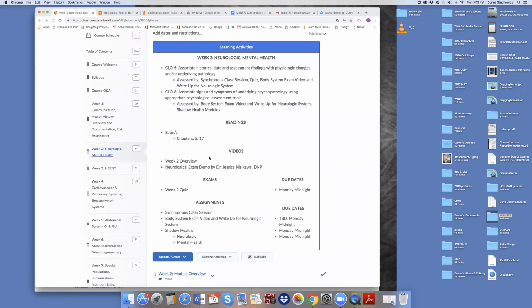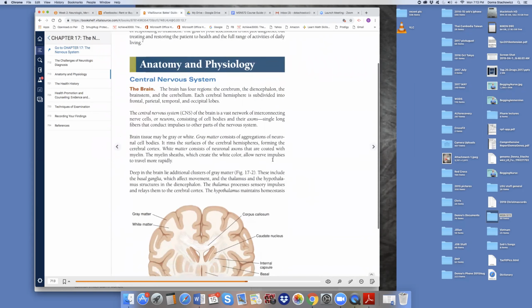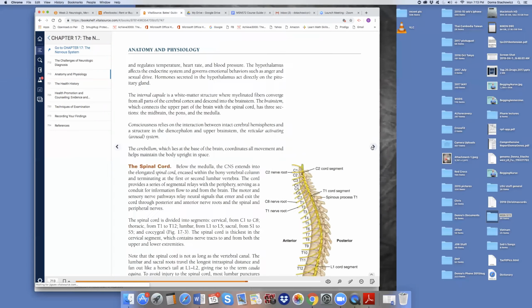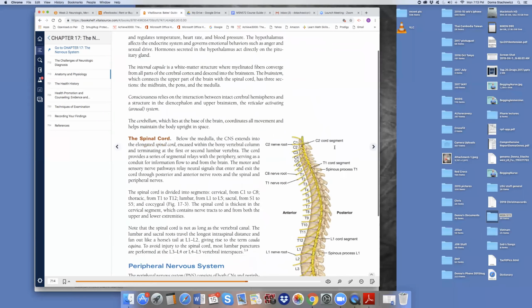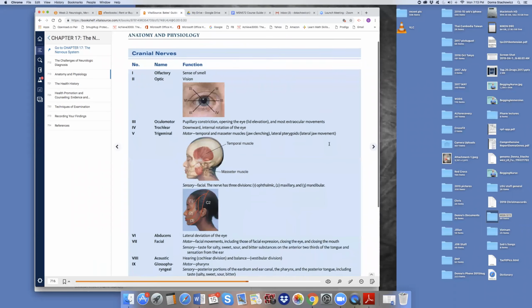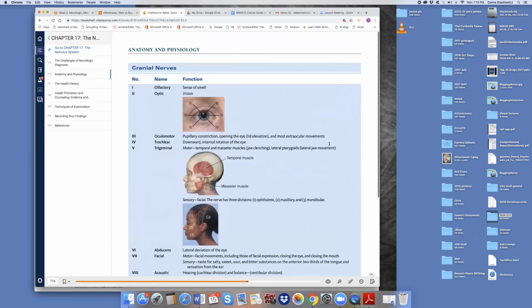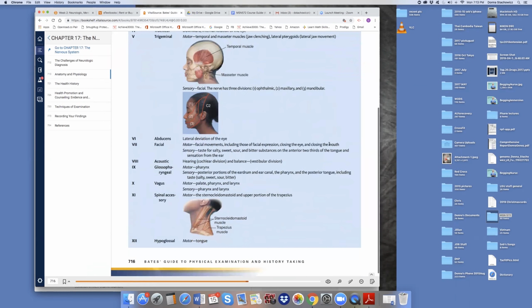So first of all, let's take a look at the readings. Hopefully you all have your copy of BATES and you know how to find chapters 5 and 17. And I know it's pretty daunting without a PowerPoint to summarize everything, but I just wanted to give you some tips and let you know that the key things to learn for the quiz and for HESI and for practice are usually highlighted in the blue boxes.